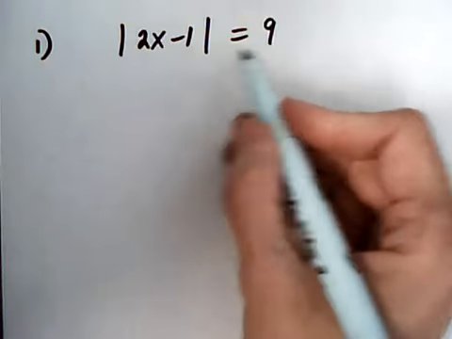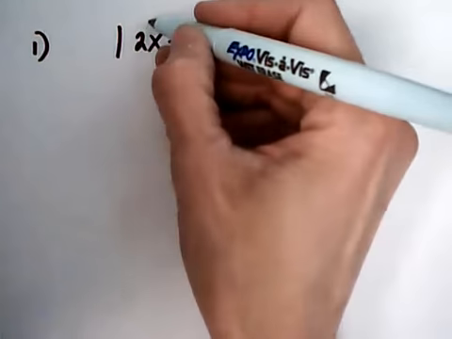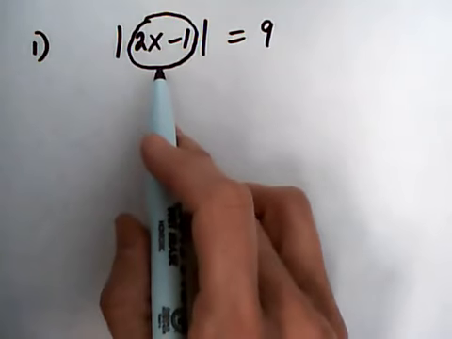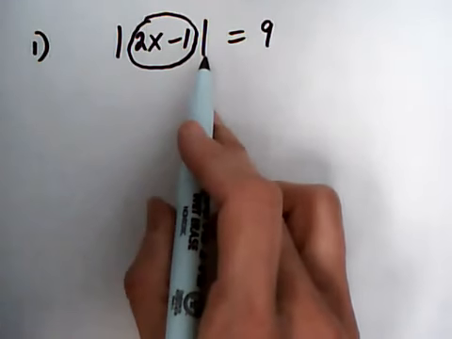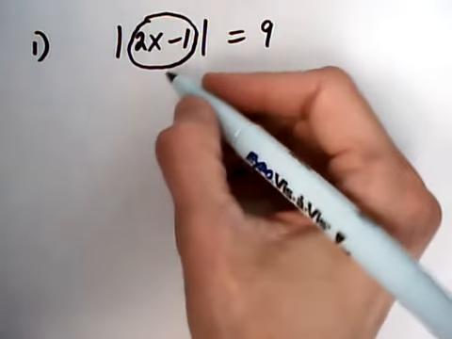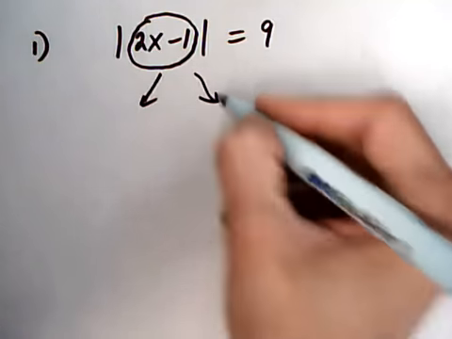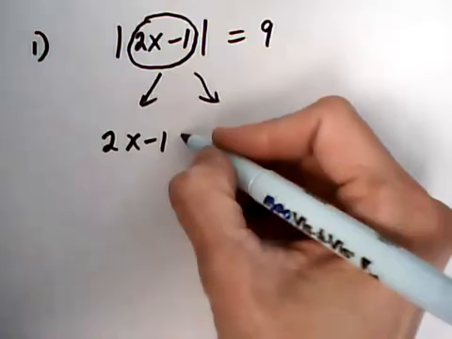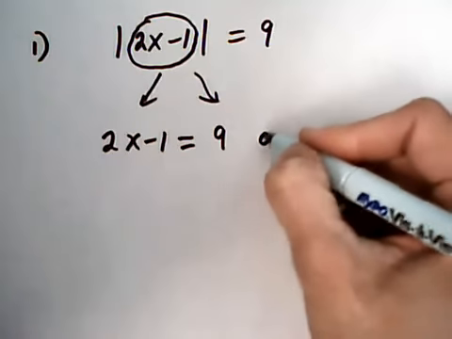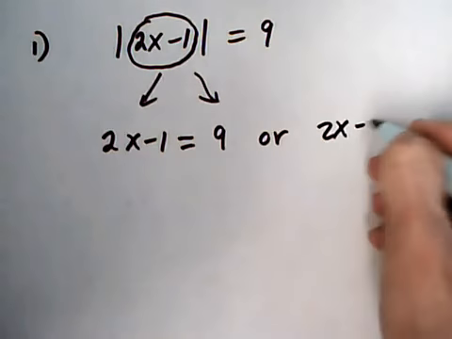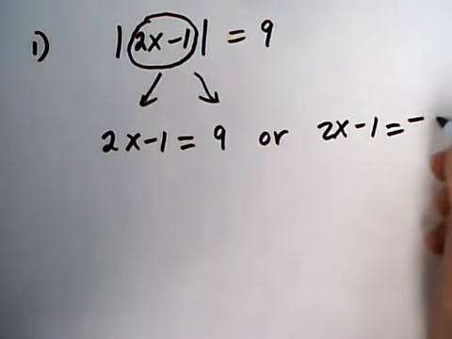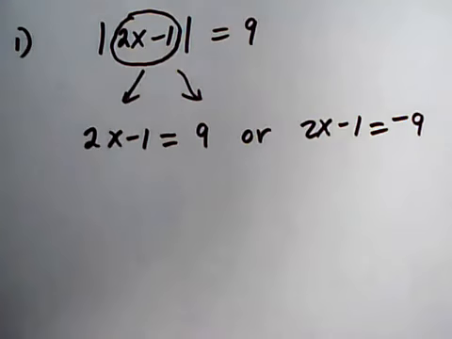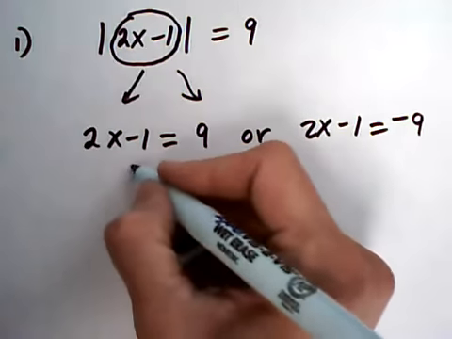If we have the absolute value here equal to 9, this will work out if the insides are equal to either 9 or minus 9, because the absolute value will make the minus sign go away. So that means I can solve this problem by setting up two different equations. Either 2x minus 1 equals 9, or 2x minus 1 equals minus 9. And then I go ahead and solve those separately, and I'll have my two answers.